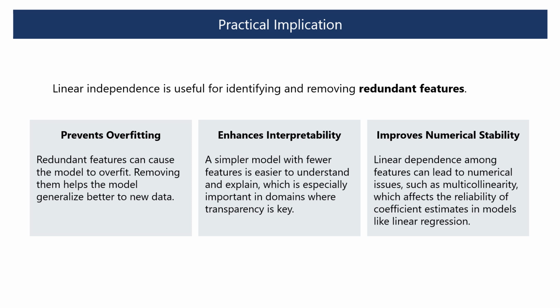Linear independence is useful in machine learning for identifying and removing redundant features. It is meaningful because by eliminating redundant features, we can prevent overfitting of a machine learning model. Removing redundant features enables a model to generalize better to new data. Moreover, a simpler model with fewer features is easier to understand and explain, which is especially important in domains where transparency is key, such as healthcare, finance, and human resource management.